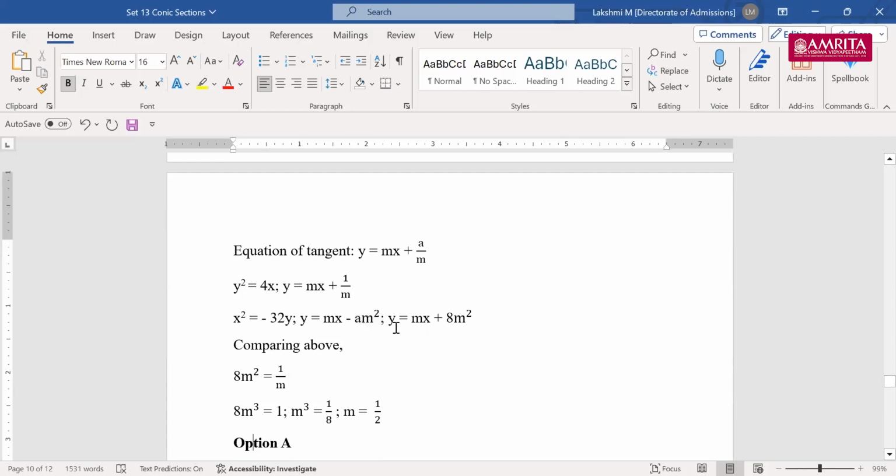So this is the second part. So mx plus 1 by m equal to mx plus 8m square. So this is m cube equal to 1 by 8. M cube equal to 1 by 8. You just want to find out m, which is 1 by 2. It's not asking you to find out the value of m cube. It's asking you to find out the value of m. So it is 1 by 2.